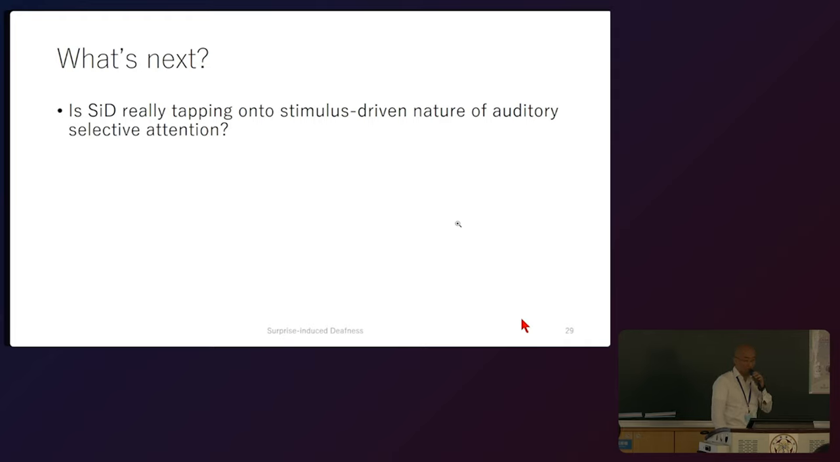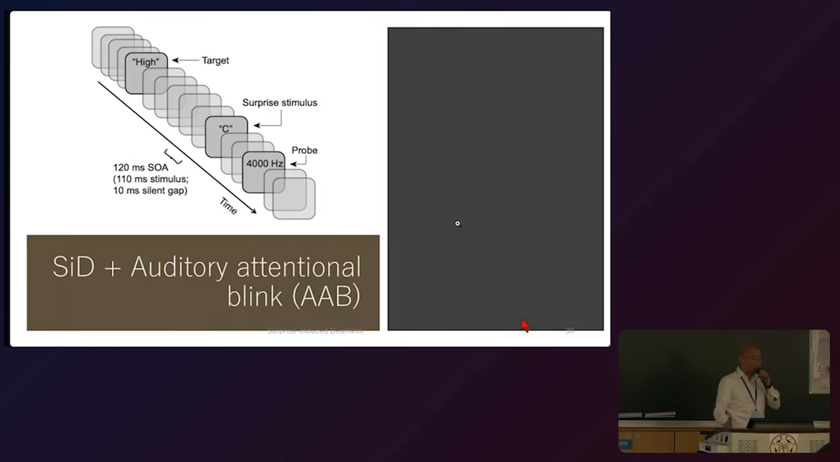At last, I wanted to see whether this paradigm is really tapping into stimulus-driven limitation. How do I do it? We combined SID and AAB. AAB is auditory attentional blink. We asked participants to do dual tasks, identify T1 and T2, and also on some critical trials, we included a surprise stimulus.